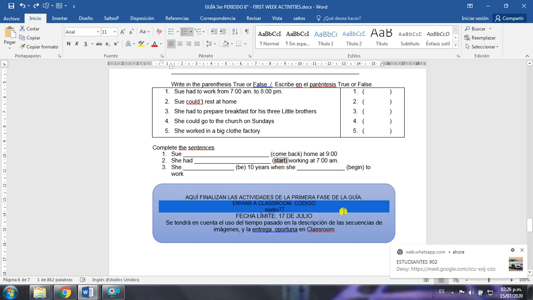Aquí finalizan las actividades de la primera fase, de esta segunda fase de la guía. Enviar al Classroom, y aquí está el código, fecha límite 17 de julio. Se tendrá en cuenta el uso del tiempo pasado en la descripción de las secuencias de imágenes y la entrega puntual.